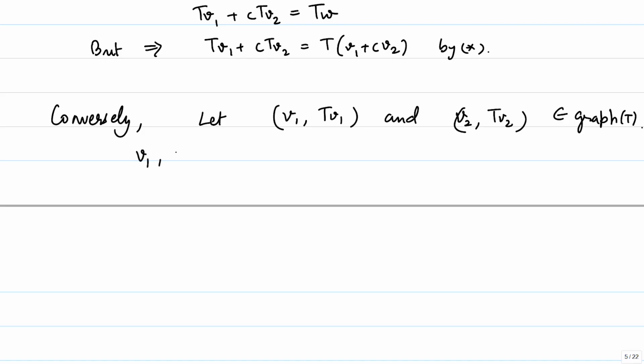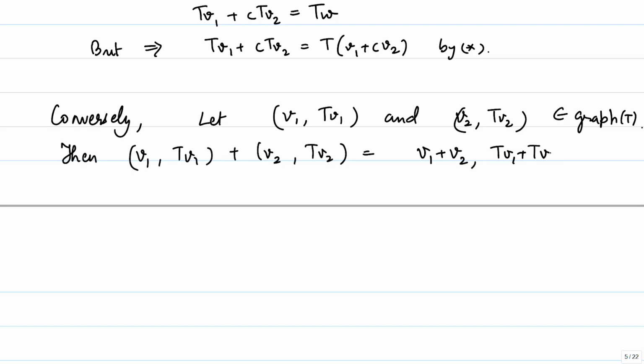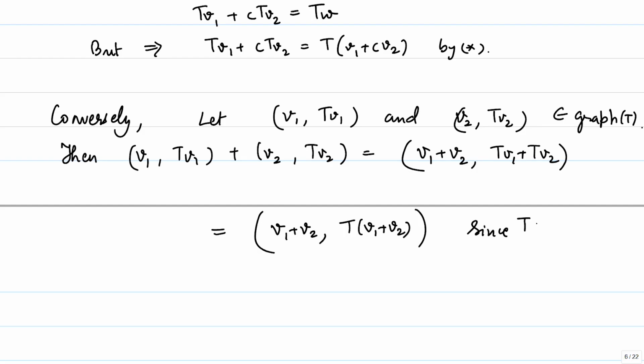So what is (V1, TV1) plus (V2, TV2)? It is equal to (V1 plus V2, TV1 plus TV2). But what do we know about T? T is a linear transformation. Since T is a linear transformation, this is equal to V1 plus V2, the first element remains untouched. What is TV1 plus TV2? TV1 plus TV2 is equal to T of V1 plus V2, because T is a linear transformation.